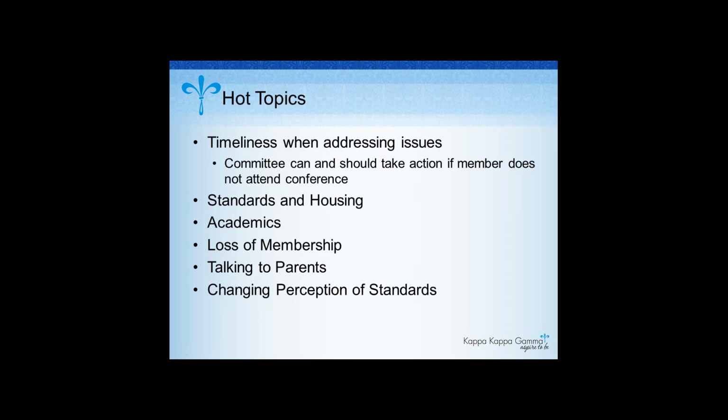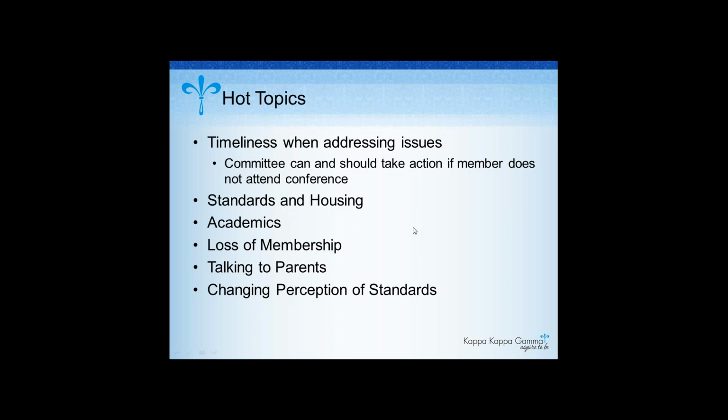So then some hot topics that have just kind of popped up with standards recently is the timeliness when addressing issues. We want to make sure that the committee knows that they need to take action fairly quickly after something happens. So if something happens regarding alcohol out on a Saturday night and the committee meets on Tuesdays, the committee should really try and take care of it as soon as they can at that next meeting so that it doesn't get out of hand and rumors don't start and things like that.